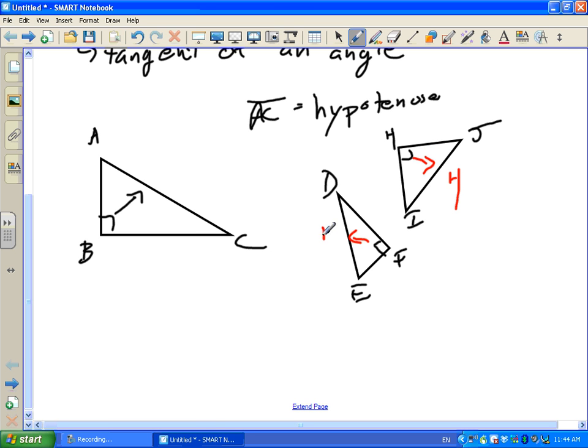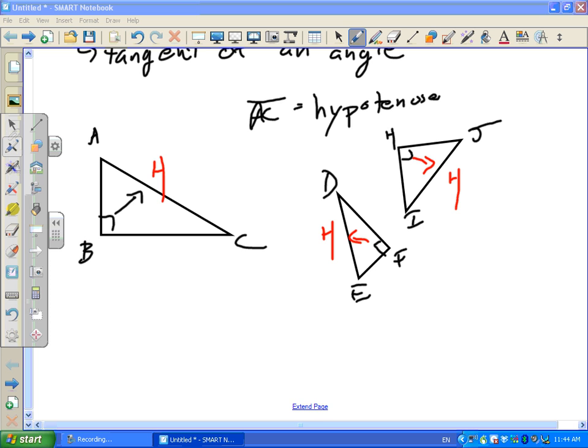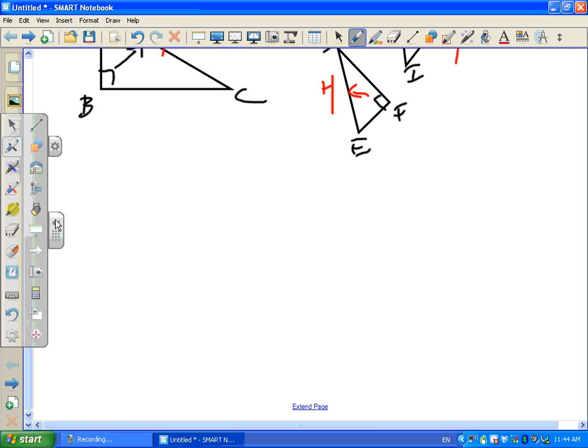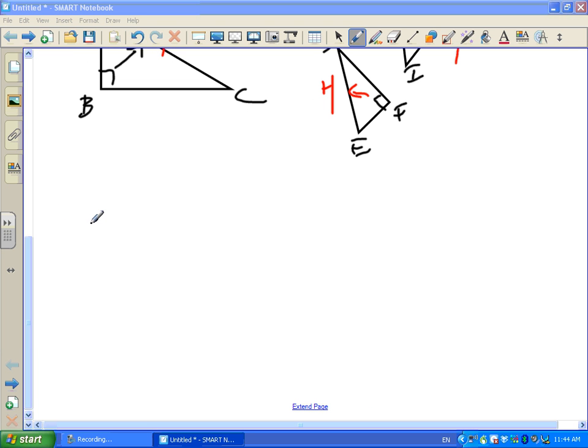Hypotenuse, hypotenuse, hypotenuse. You need to be able to find where the hypotenuse is of a right angle triangle because it's going to become very important when trying to solve this ratio. So I'll finally give you the ratio now. You guys have seen this on your calculators before. What this says is tangent.